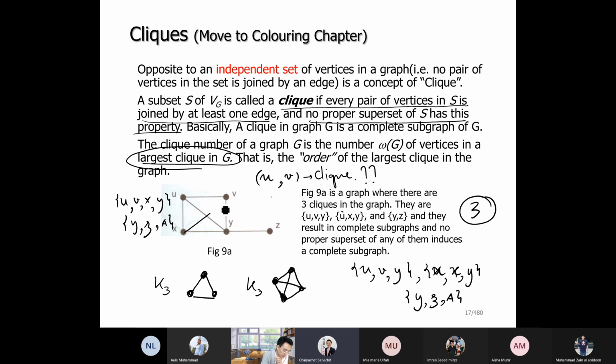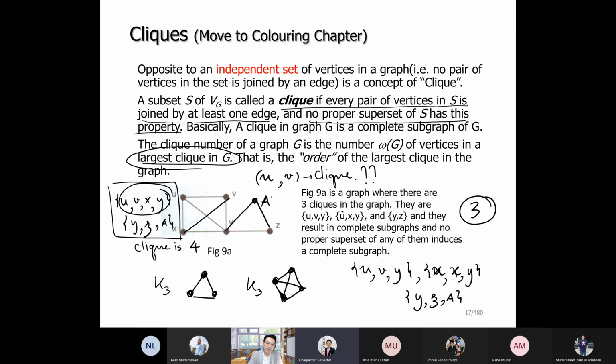But if I have this one, right now, what is the clique number of this graph? 4, right? So this one, the clique number is 4. So we take this one as the clique number of this graph.